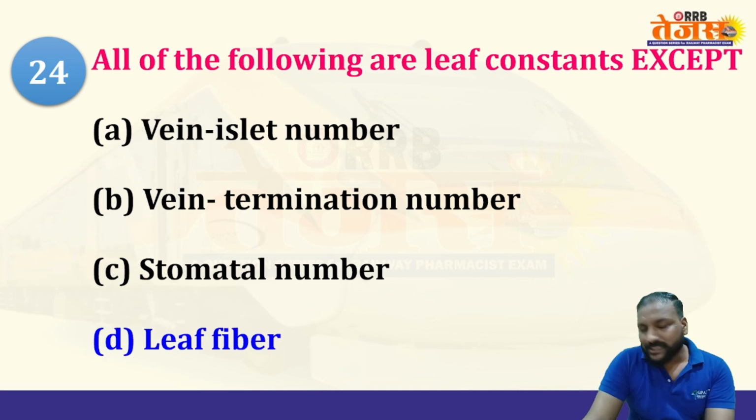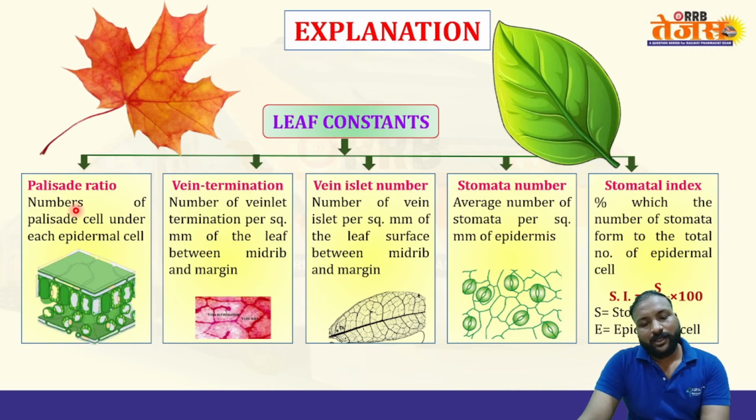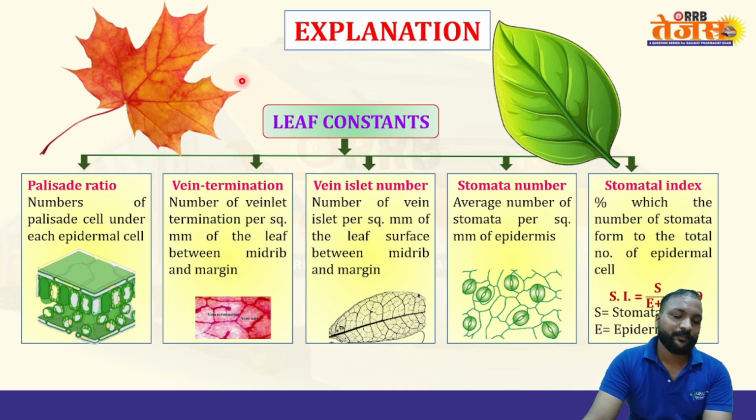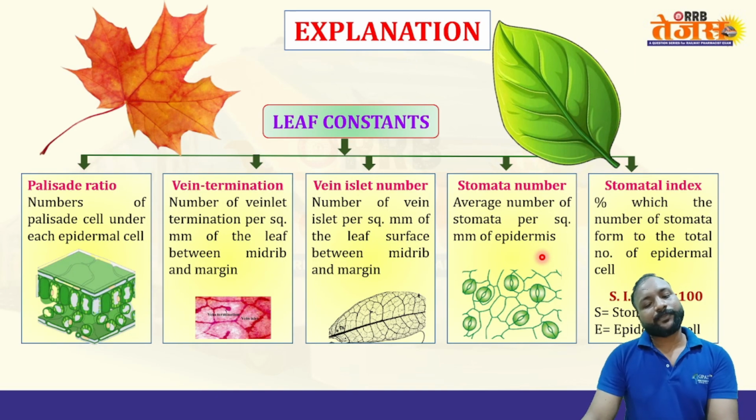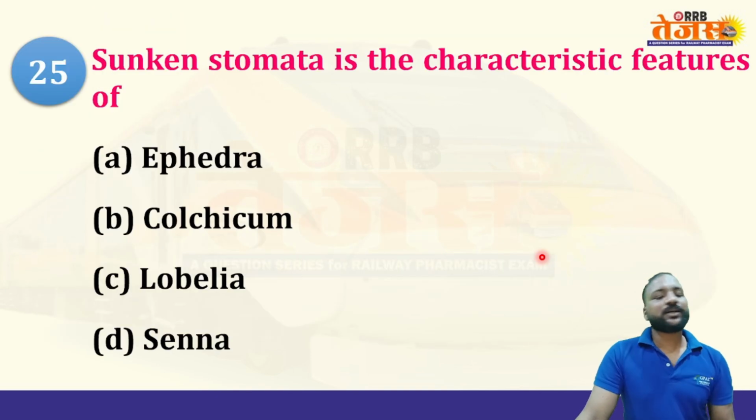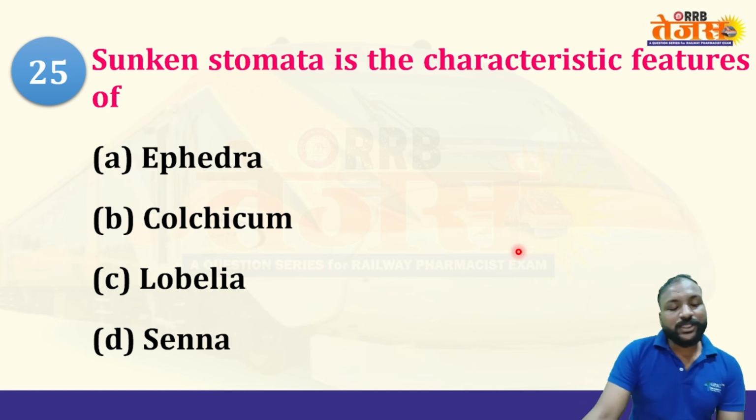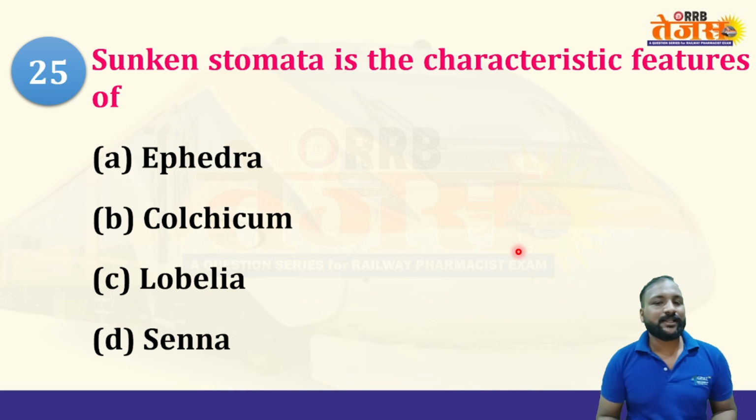Option D is correct here, leaf fiber, because all these are leaf constants except one. Leaf fiber is not a leaf constant. Okay. Next question. Sunken stomata is a characteristic feature of option A, Ephedra, colchicum, lobelia, and senna.